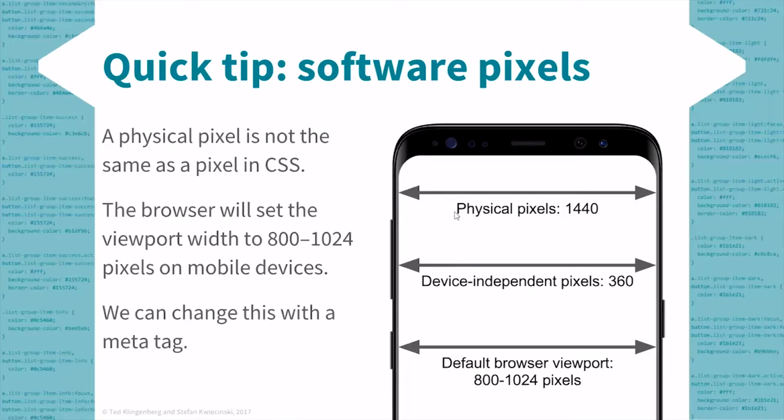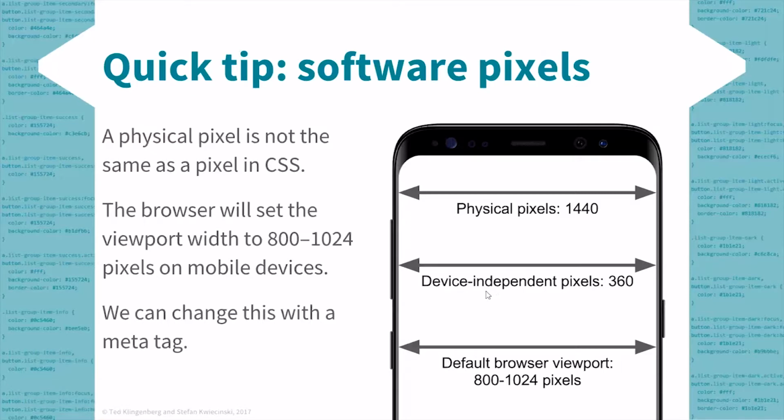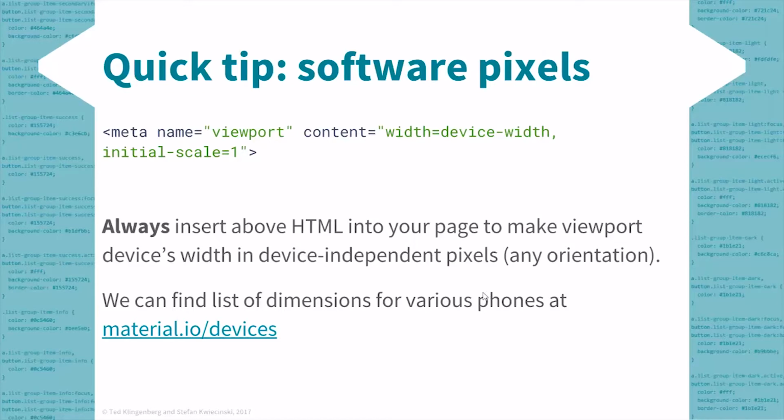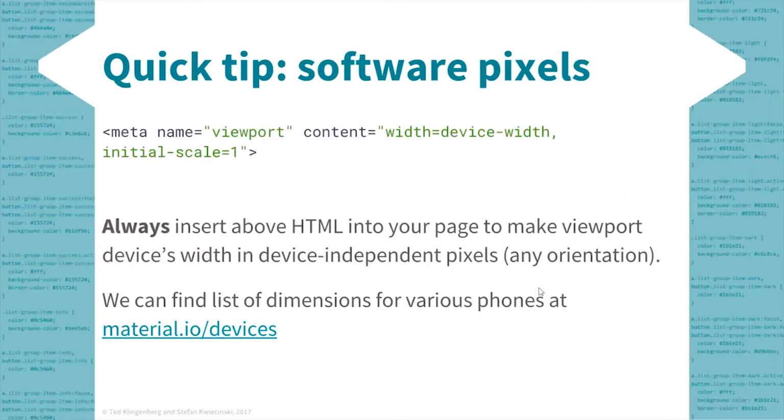And that's by default, because in physical pixels, say on the Galaxy S8 right here, we would actually have 1,440 pixels. But in device-independent pixels, we would have 360. We can also call these software pixels. We would actually have only 360 there. So we can set this to 360 device-independent pixels by using a meta tag, and right here is that tag.